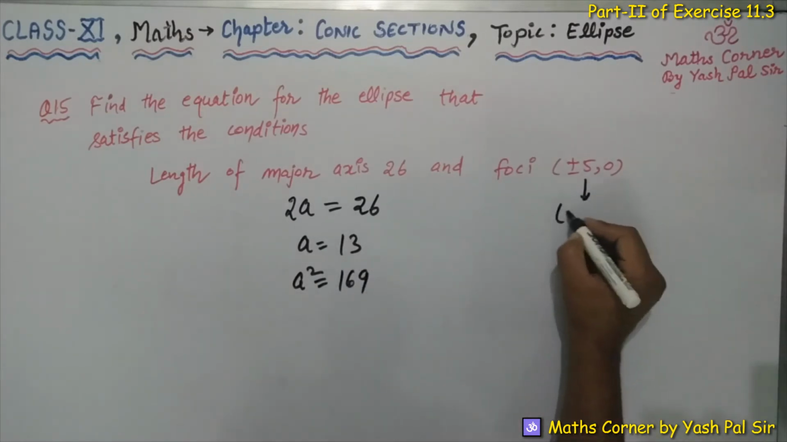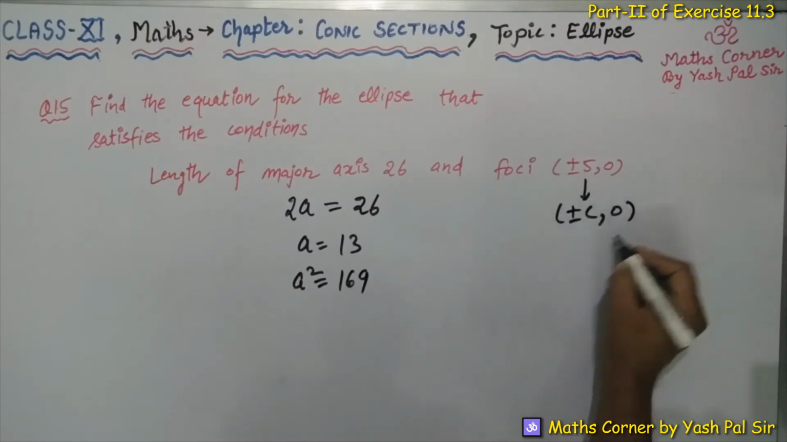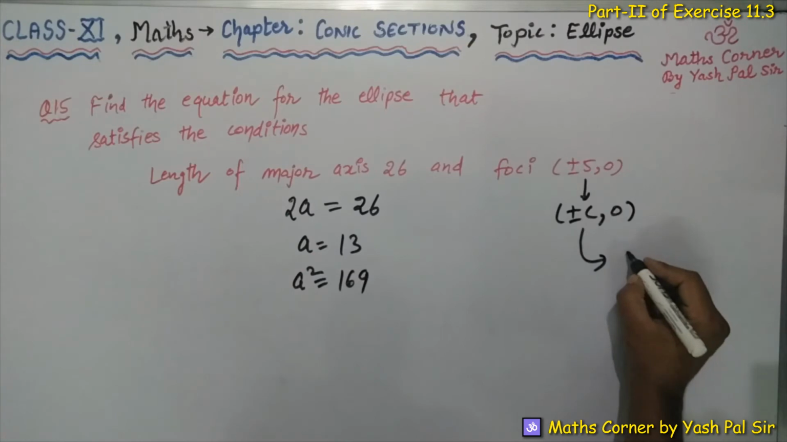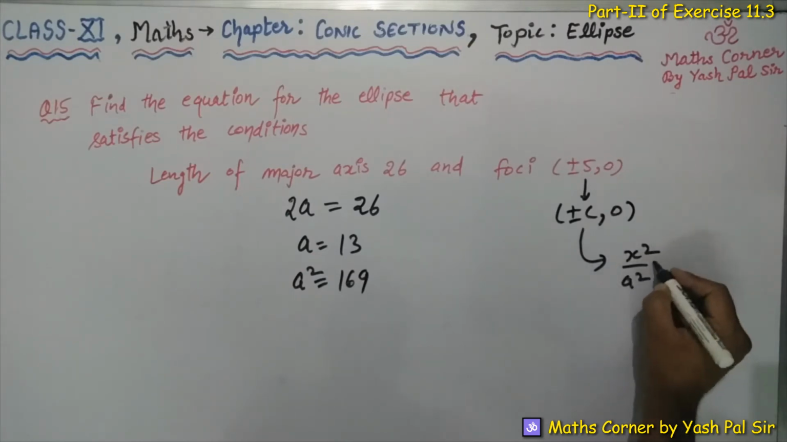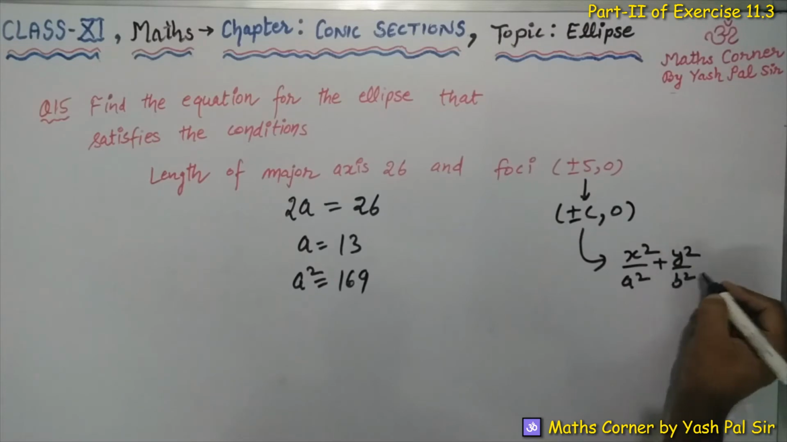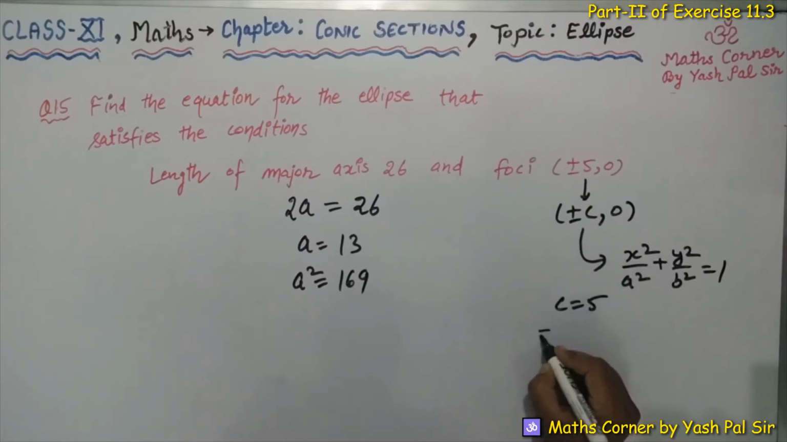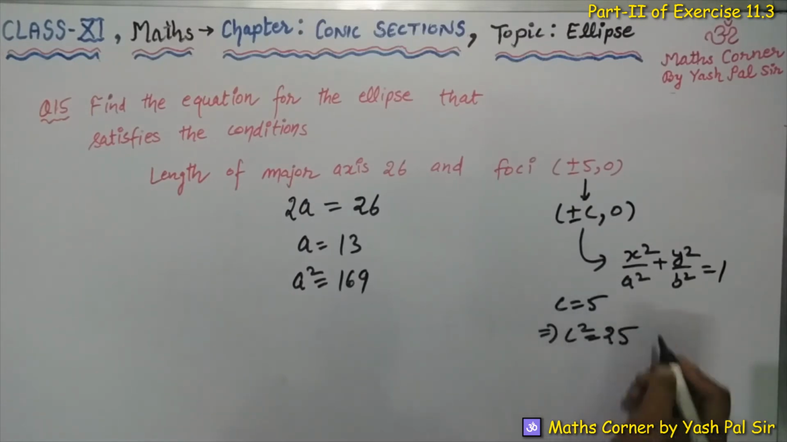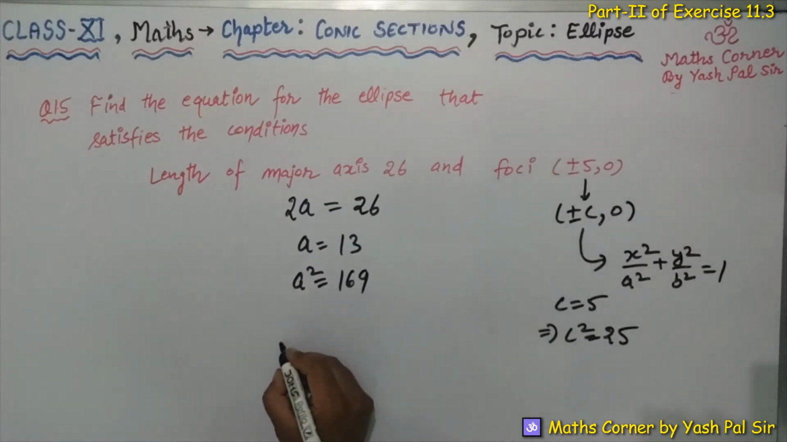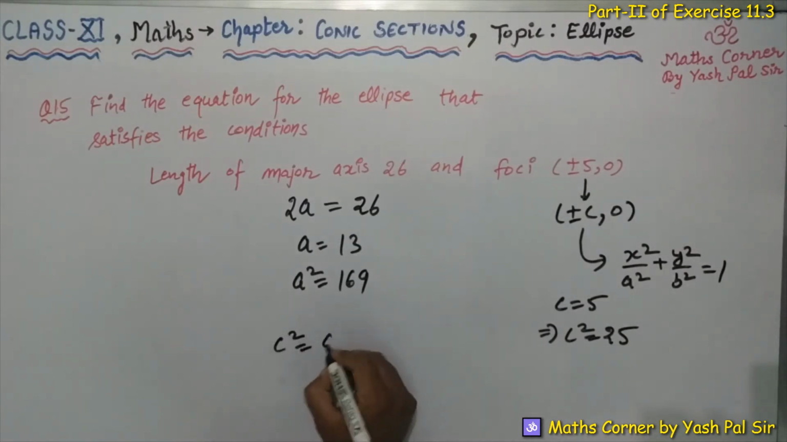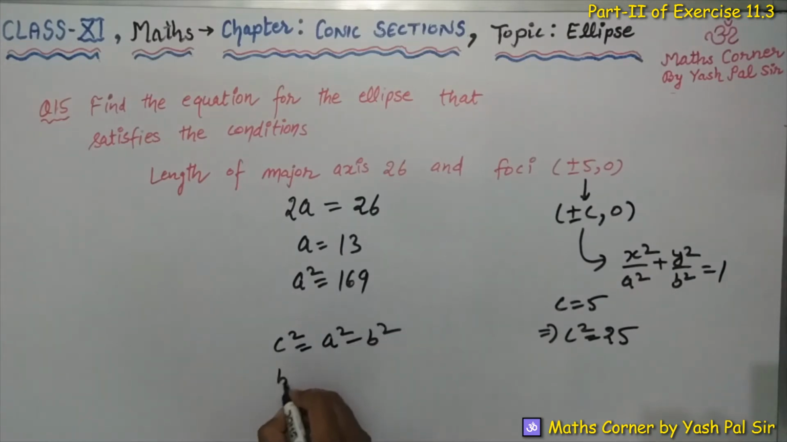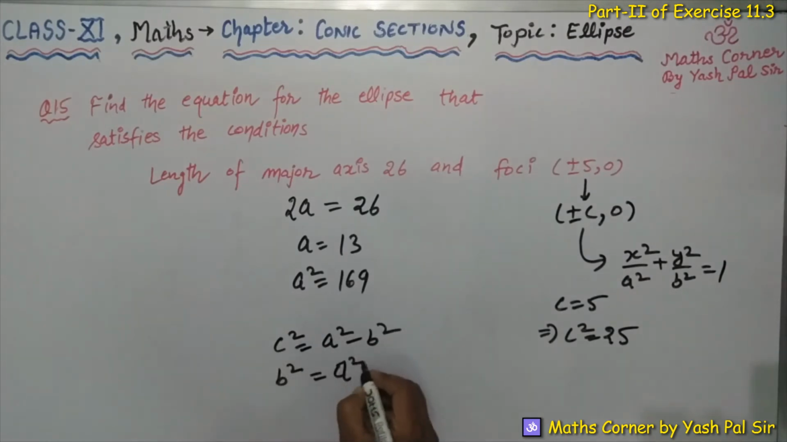Foci means we have plus minus c comma 0, and this relates with x square upon a square plus y square upon b square is equal to 1. So from here we have c is equal to 5, which gives us c square is equal to 25. Now we can find b square. C square is equal to a square minus b square. So b square is equal to a square minus c square, which is equal to 169 minus 25, equal to 144.